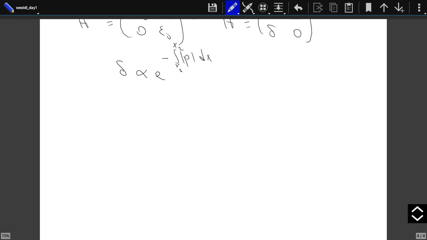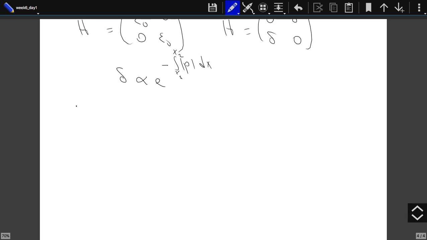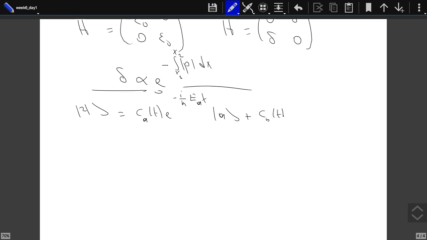Now, what we said was we assume that we have a wave function which, let's say, initially, can be written as Ca(t) e to the power minus i over h bar Ea t, times A, plus Cb(t) e to the power minus i over h bar Eb t, times B. This is the general solution of the time-dependent Hamiltonian.